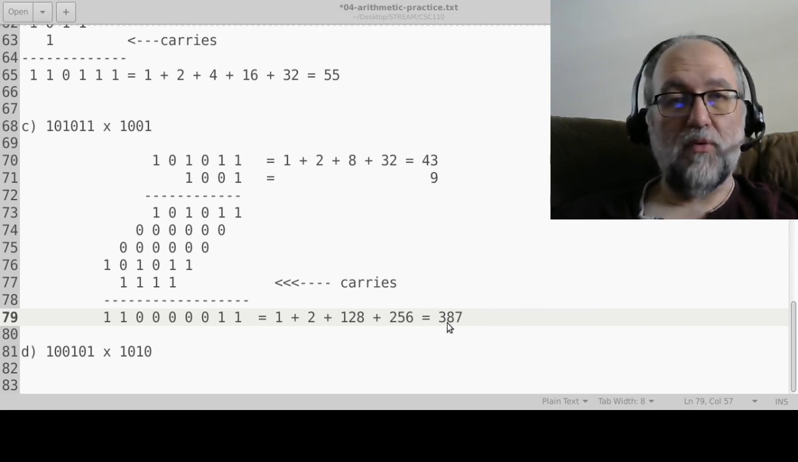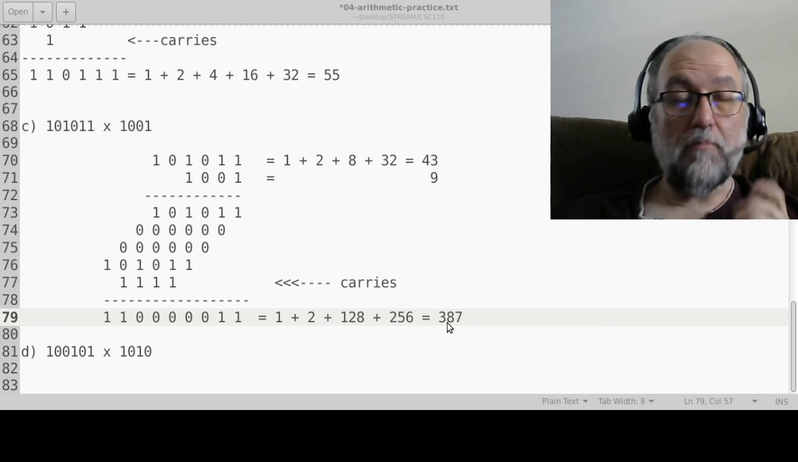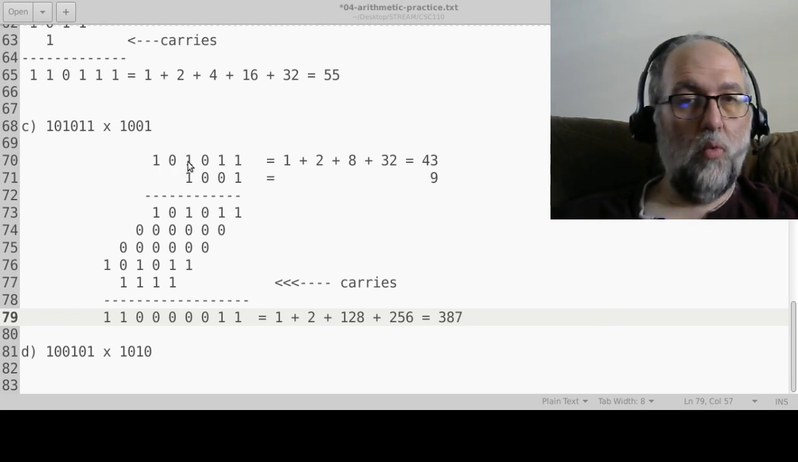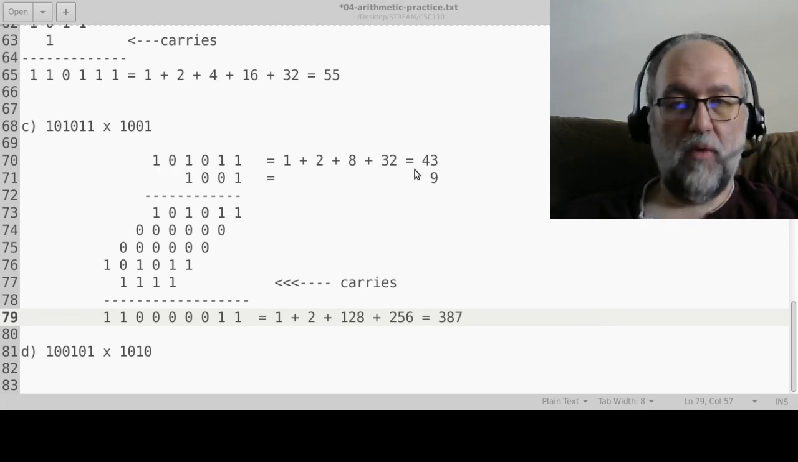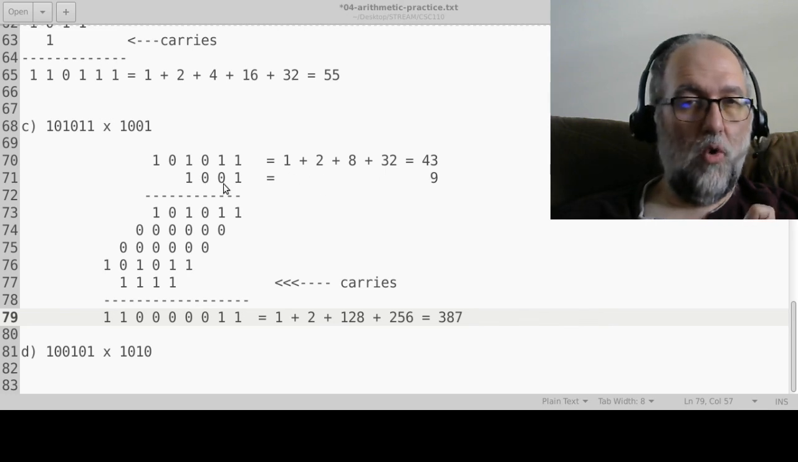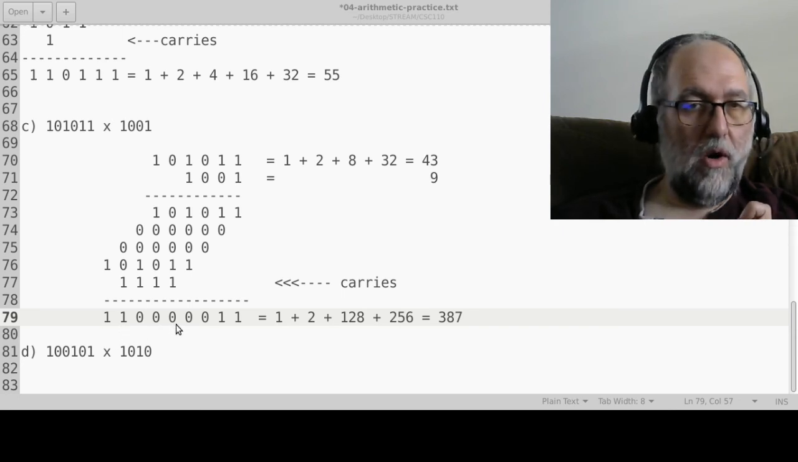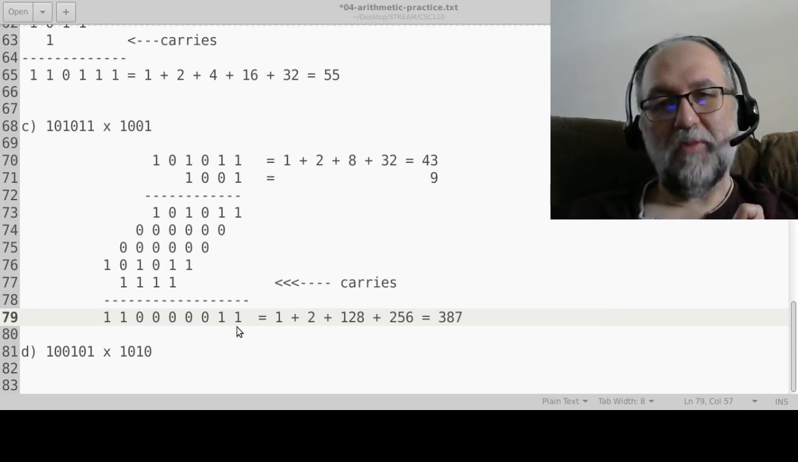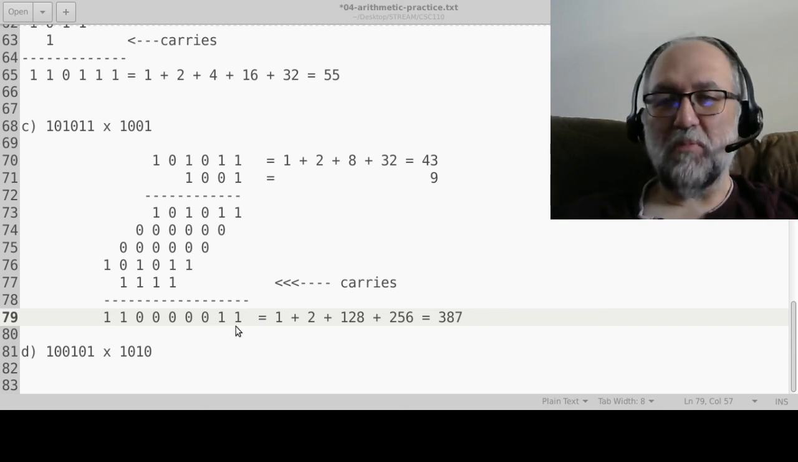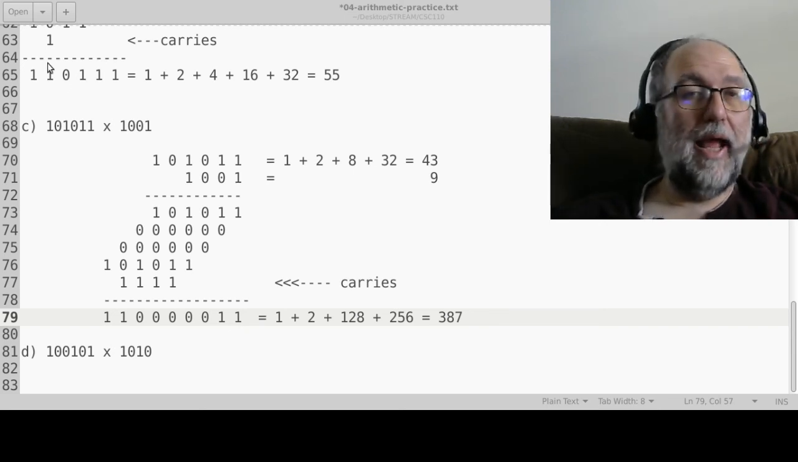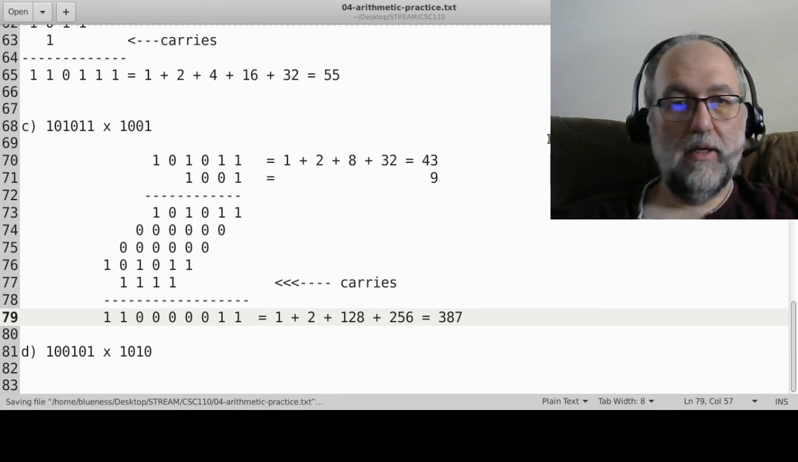The equivalent of that operation in binary is 101011, 43, multiplied by 1001, 9, gives you as an answer 11000011. Okay, so there you go. Multiplication worked out. Last one, and then we are done.